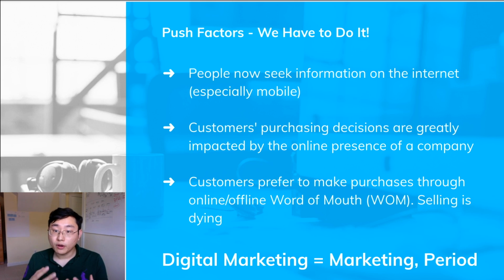Instead, you should spend the money you spend on selling and couponing efforts on building your online presence, because people listen to other people so much now, online and offline, when they're making a purchase decision. So just to wrap everything up in the push factor.